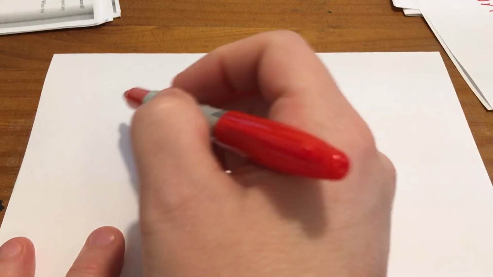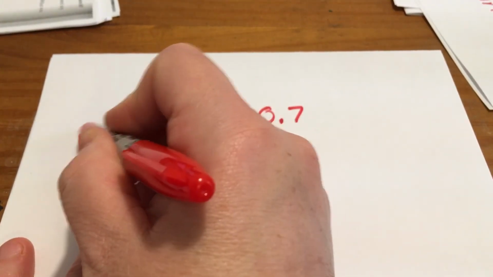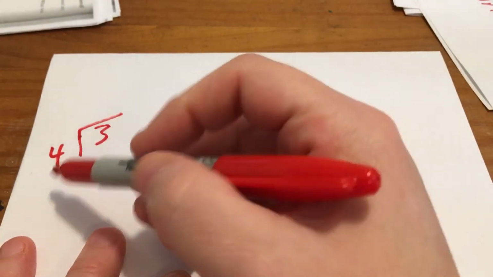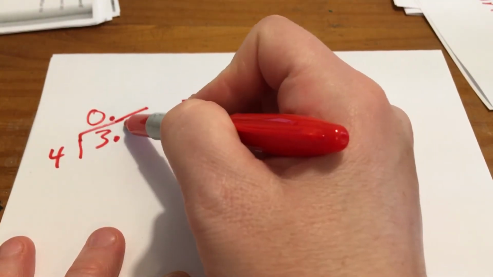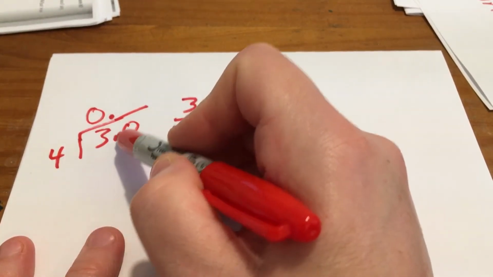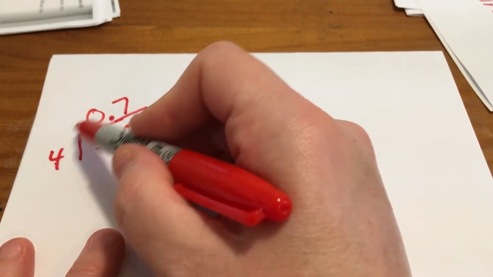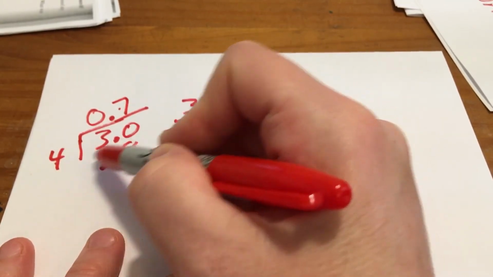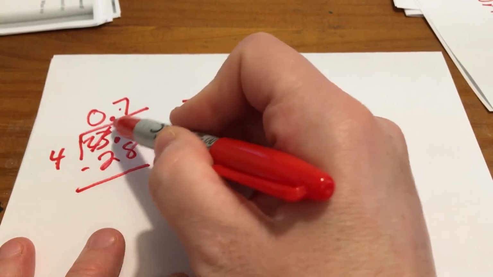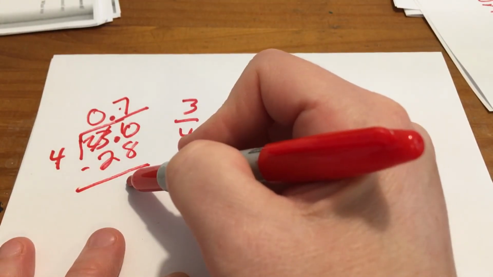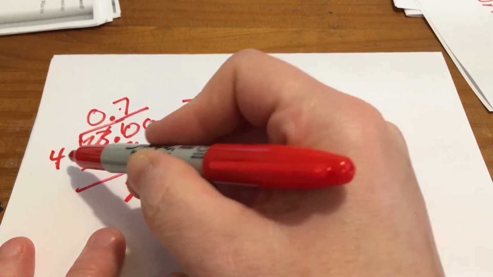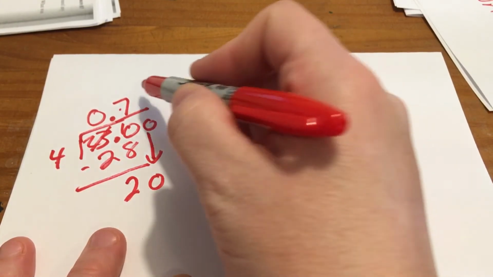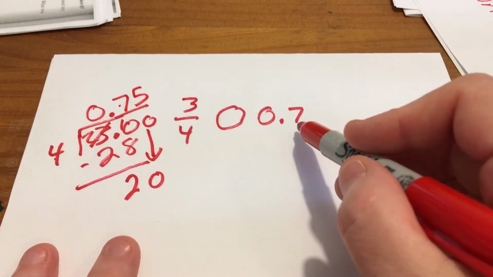3 divided by 4. Can 4 go into 3? Nope, 0 times. Add our decimals, add a 0. Can 4 go into 30? Yes, 7 times. 4 times 7 is 28. Subtract. Bring down, 10 minus 8 is 2. Make another 0. Bring it down. Can 4 go into 20? Yes, 5 times evenly. So we have 0.75 compared to 0.7.